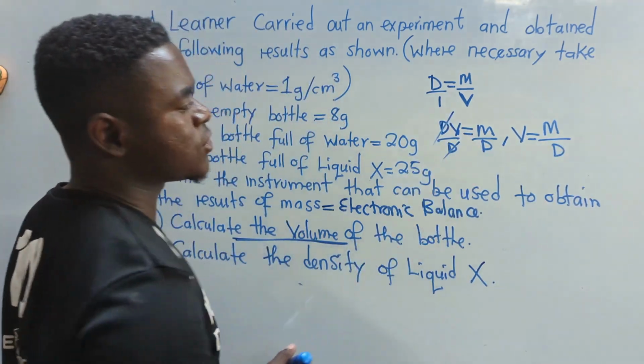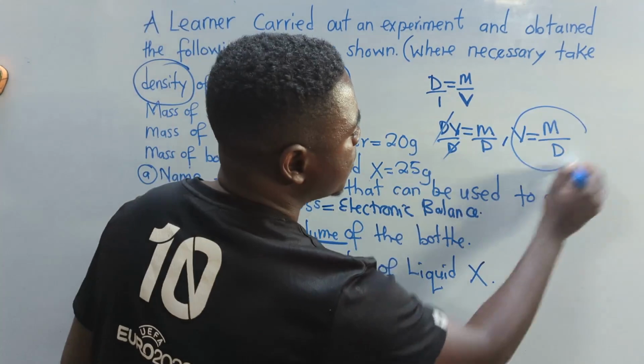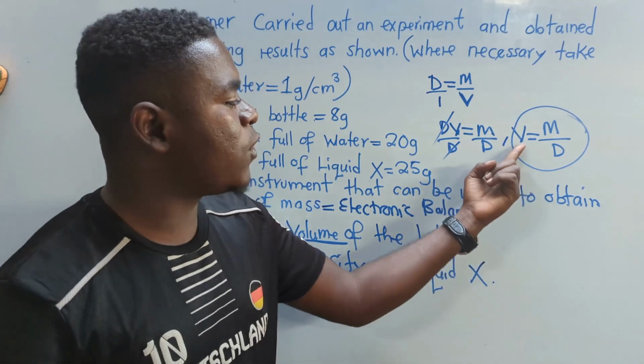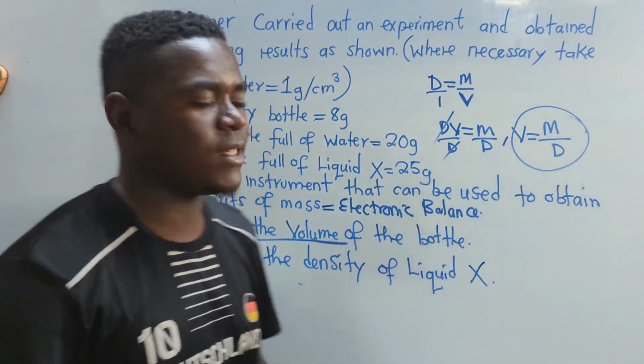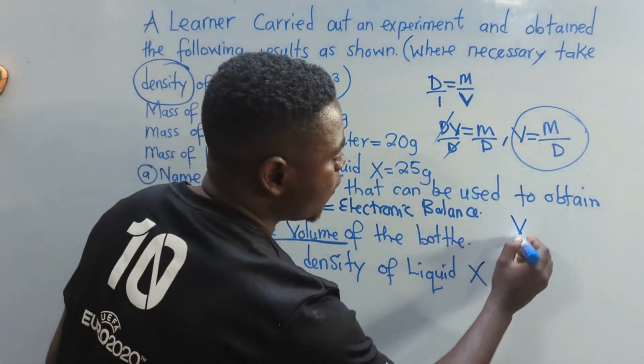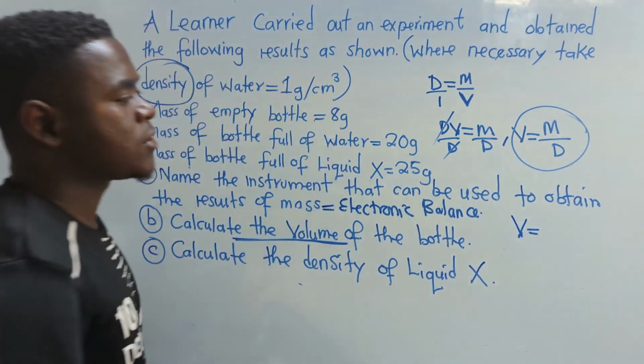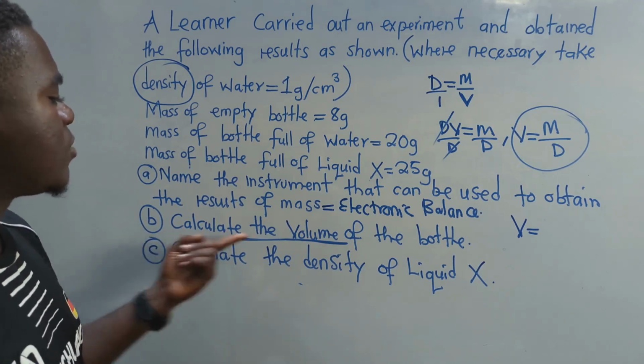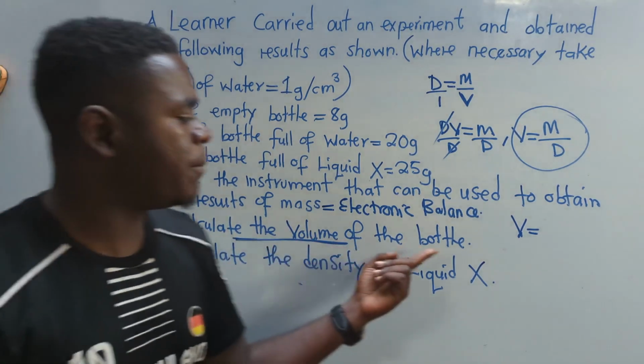So this is going to cancel out. So this is the particular formula we are going to use, where we are going to say that volume is equal to mass over density. So you say volume is equal to. So what is the mass? They want us to calculate the volume of the bottle.